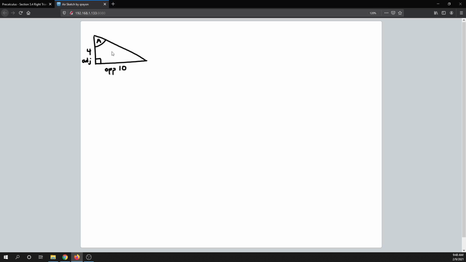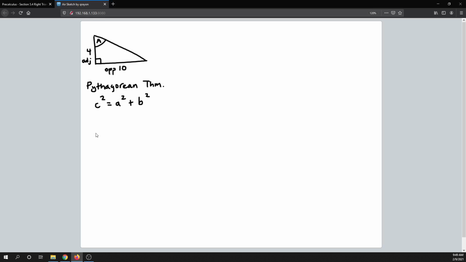Okay. And now the hypotenuse is the one thing that we do not have here. We don't know what the length of the hypotenuse is, and so we are going to have to calculate that with the Pythagorean theorem. The Pythagorean theorem says that if you have a right triangle, and the hypotenuse is c, then c squared is equal to a squared plus b squared.